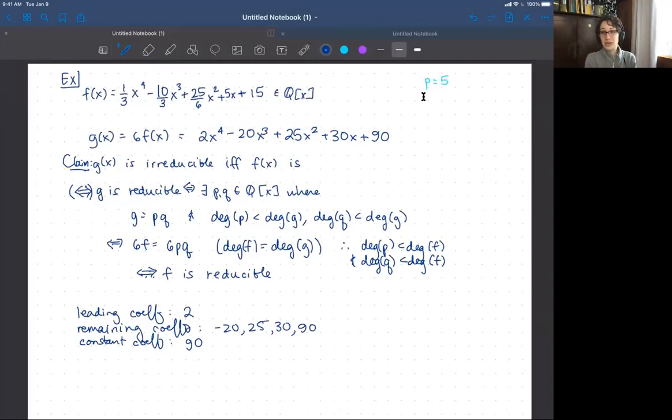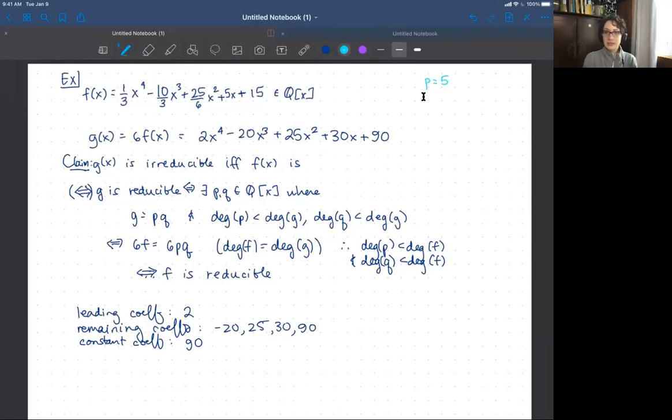3 doesn't divide 20 or 25. 7 doesn't divide any of them. So I might have to do a little bit of poking around to decide. Maybe I decided I wanted to try 3. Well, bummer, 3 squared divides 90. So that's not going to be the prime that I want to use if I'm trying to make sure that my constant coefficient is not divisible by that prime squared.